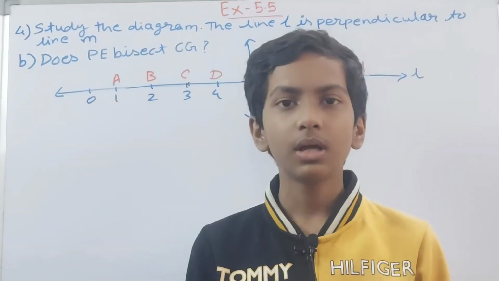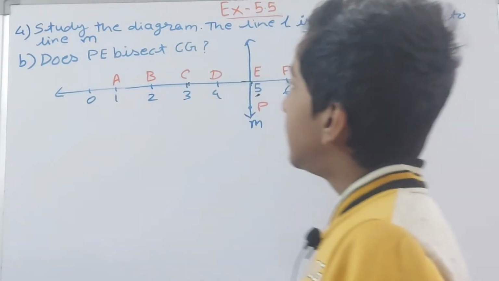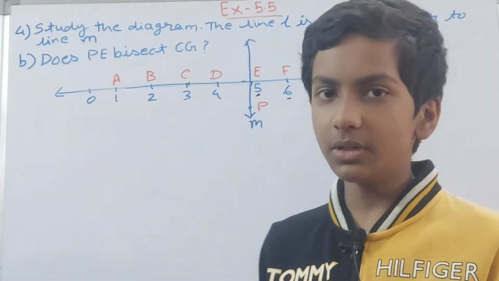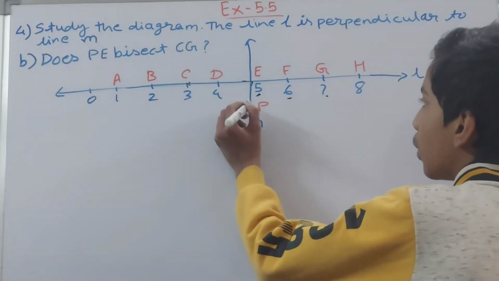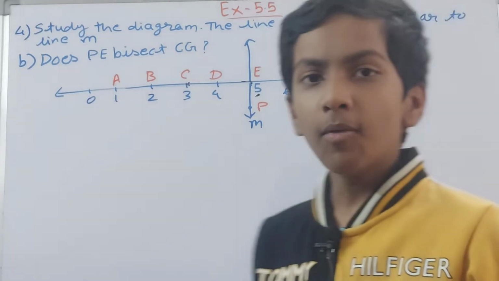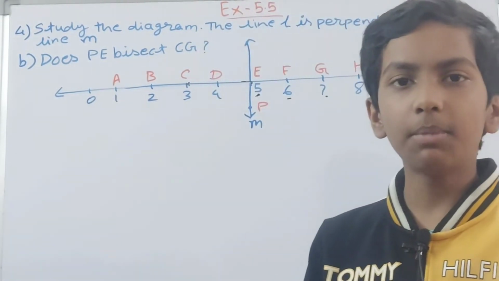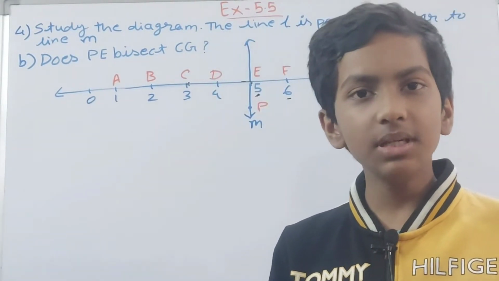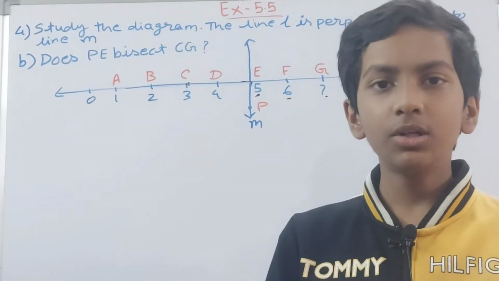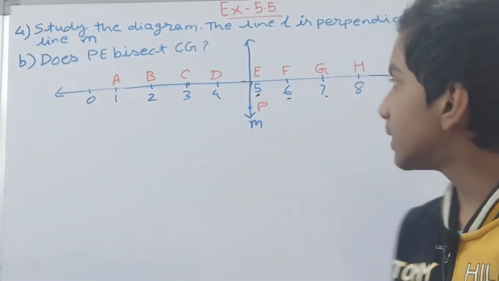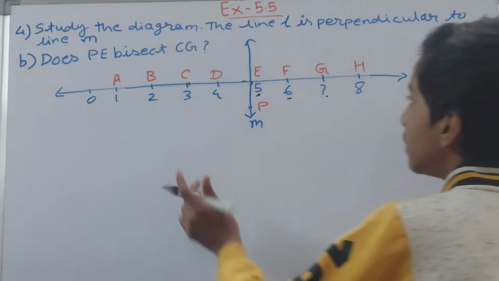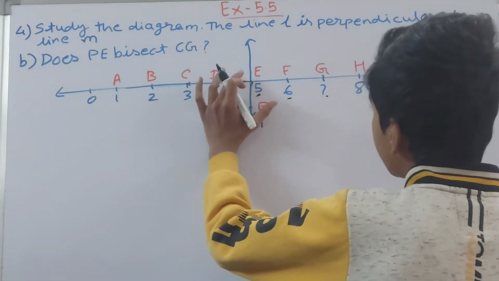Next part is, does PE bisect CG? PE is the line from point P to E, and CG is from C to G. Now it is asking bisect. What does this word bisect mean? Bisect means to divide a line into 2 equal parts, right? Now if you see here, PE bisect CG. This is your PE, and it is in the middle.